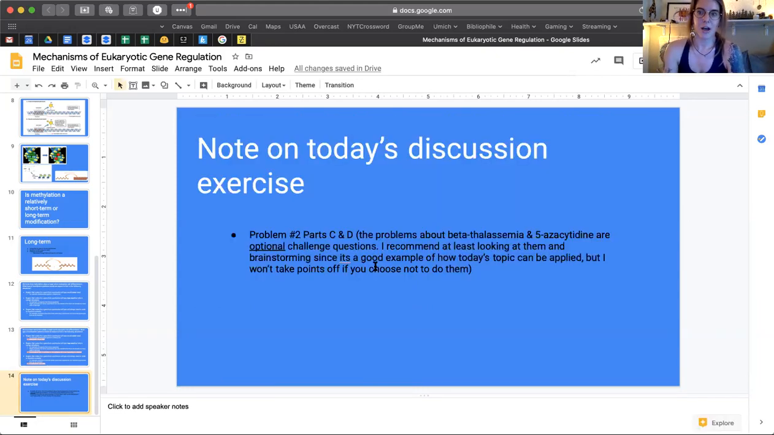All right, so that's actually all that I have to cover in terms of today's content. I did want to do a quick note about the discussion exercise. So on the very last page of the exercise, I believe it's slide 4, Problem number 2, parts C and D. It's the parts about beta thalassemia and 5-azacitidine. These are optional. At least I'm making them optional.